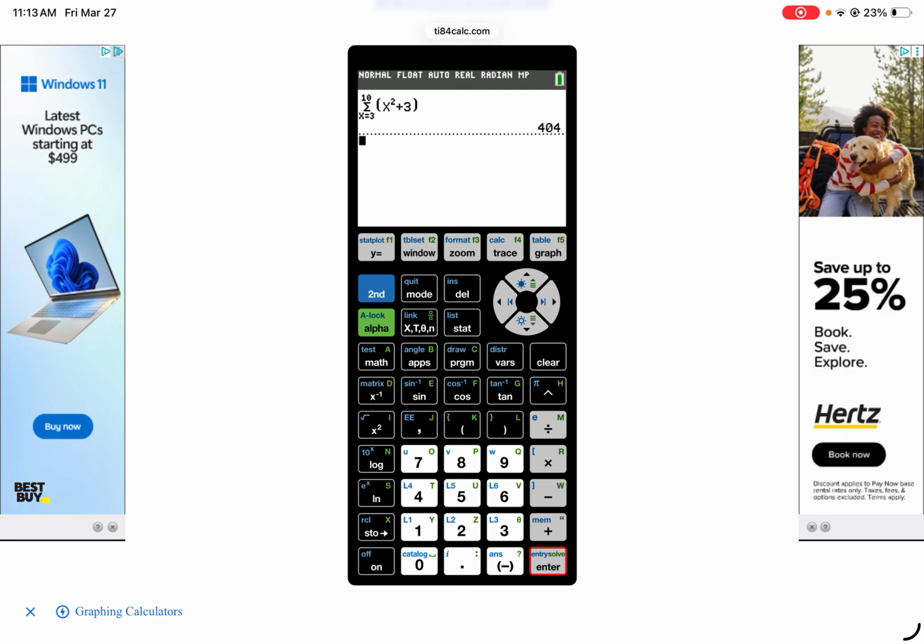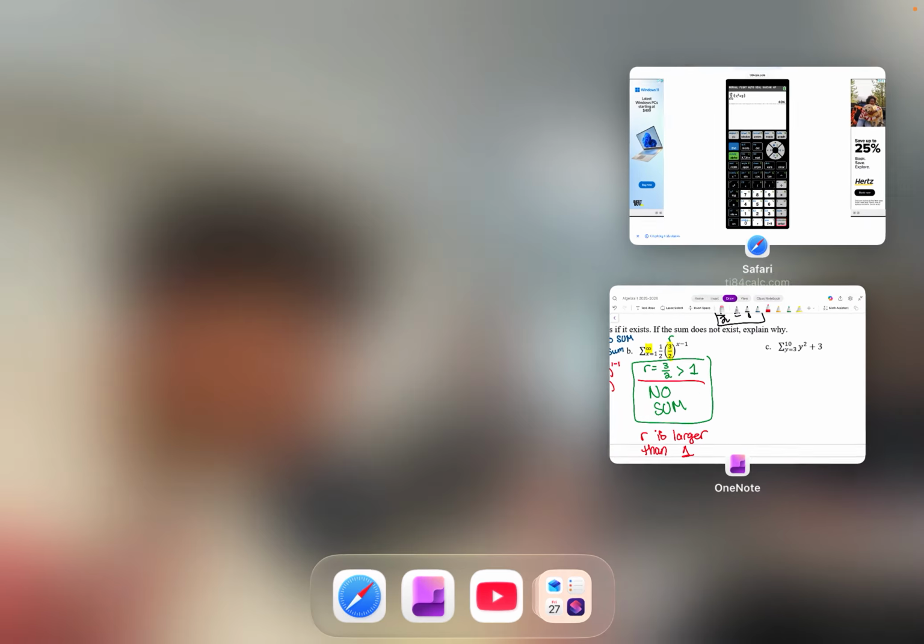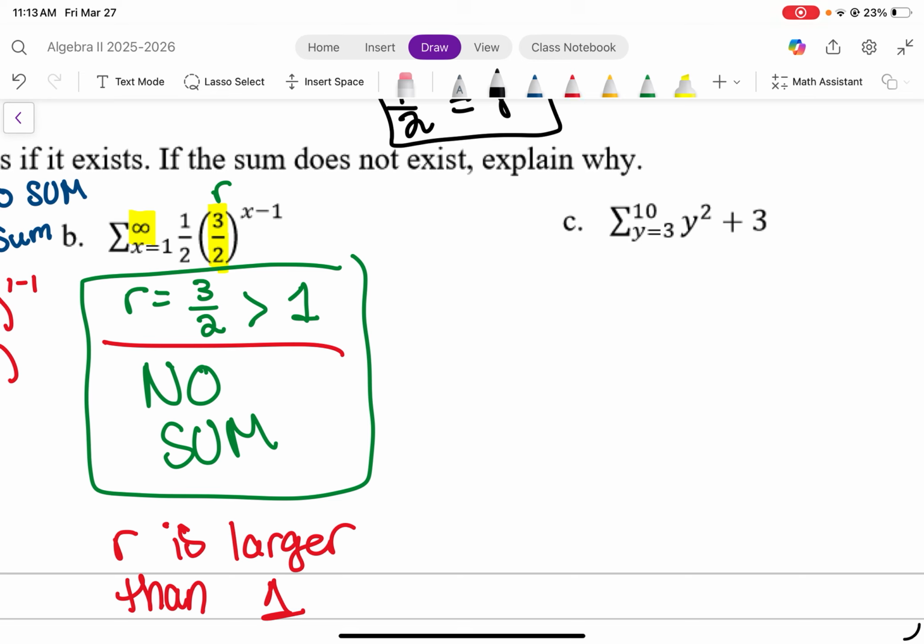And this will do all of that work for us. So it'll plug in 3 for y, it'll plug in 4, 5, all the way up till the number 10. And then it'll add those numbers together. And that comes out to 404. And that is your answer.